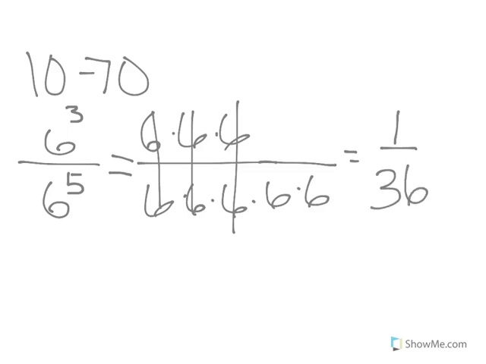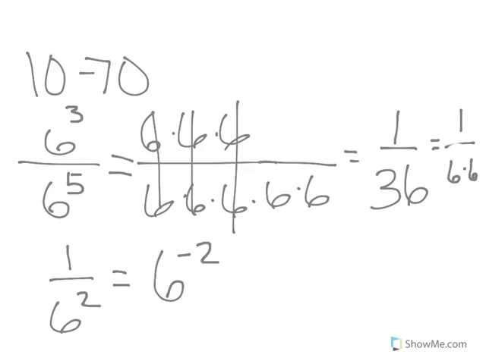Now, 70 asks us to show this in two ways. One, as a positive exponent, and as a negative exponent. So if that's 1 over 36, or 1 over 6 times 6, that would be 1 over 6 squared, or how could we show that as a negative exponent? It would be 6 to the negative second power.